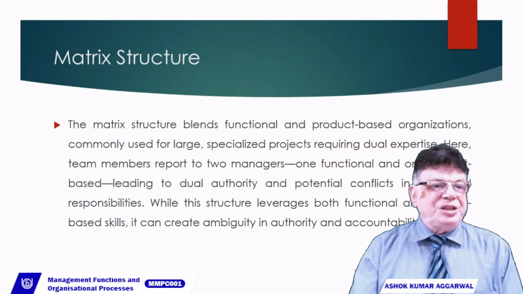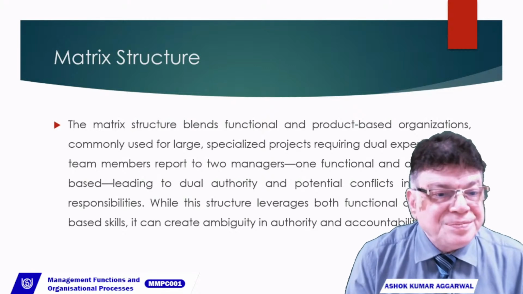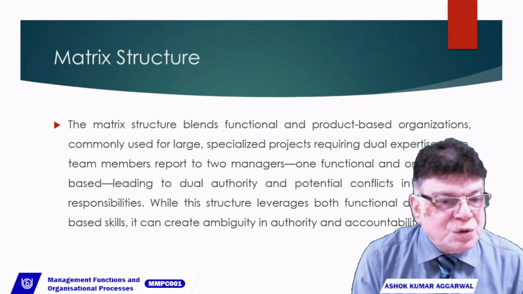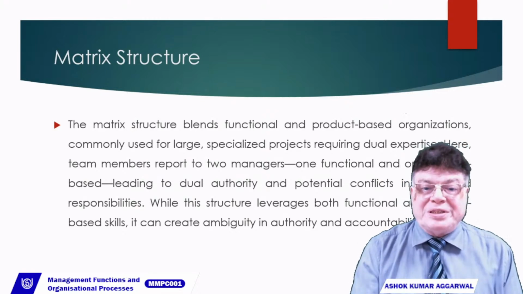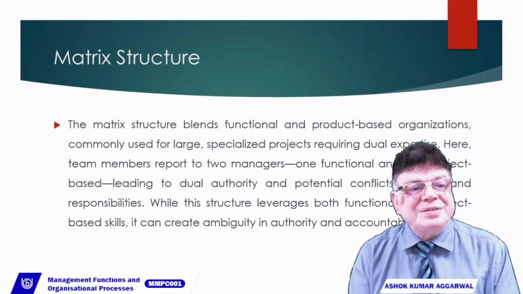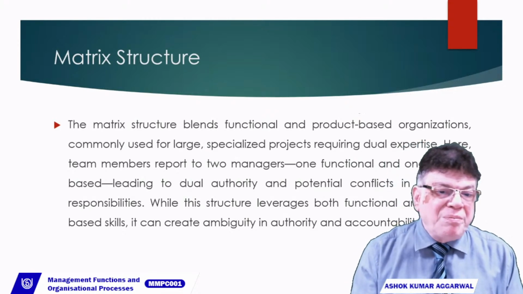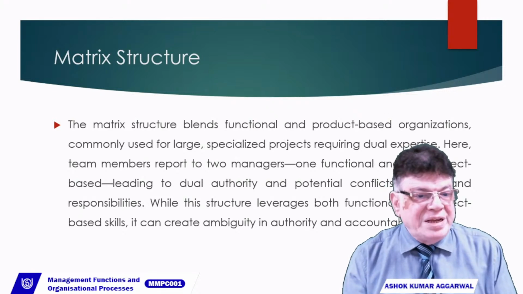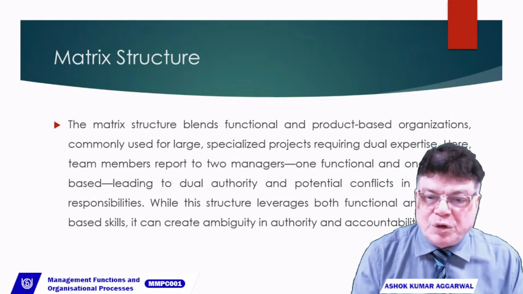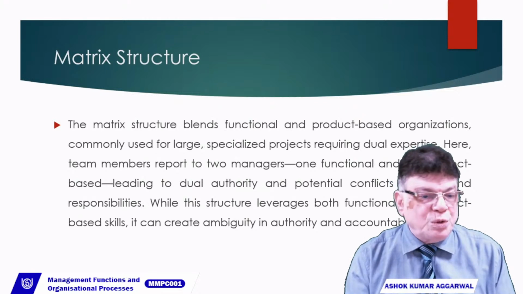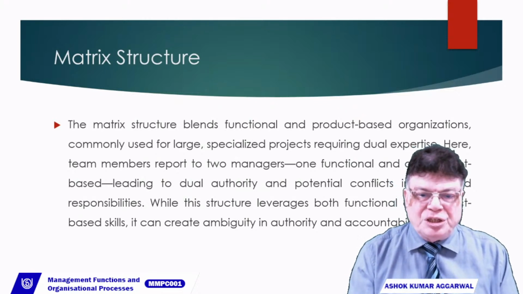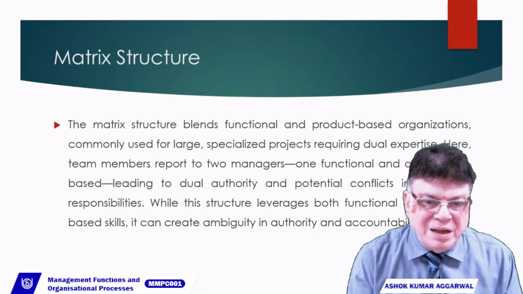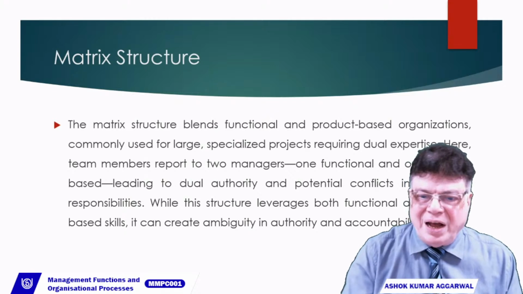Then matrix structure. The matrix structure blends functional and product-based organizations, commonly used for large specialized projects requiring dual expertise. Here, team members report to two managers, one functional and one project based, leading to dual authority and potential conflicts in roles and responsibilities. While this structure leverages both functional and project based skills, it can create ambiguity in authority and accountability.